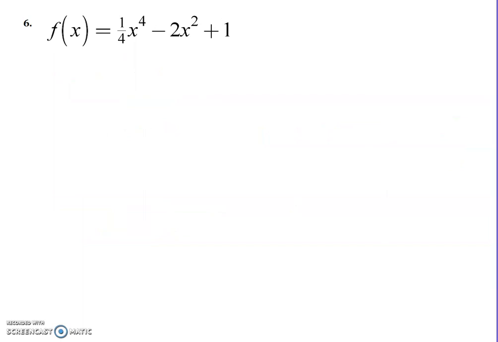Okay, and then let's look at one more. So we have f of x equals 1/4 x to the 4th minus 2x squared plus 1. So our first derivative is x cubed minus 4x. The plus 1 will turn into 0. Then we've got to factor it, so I can take out an x.